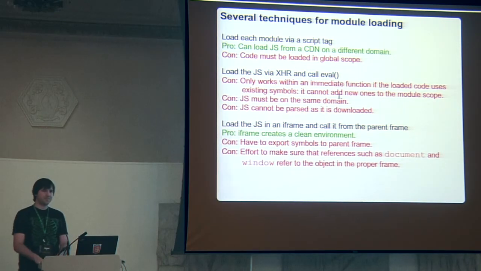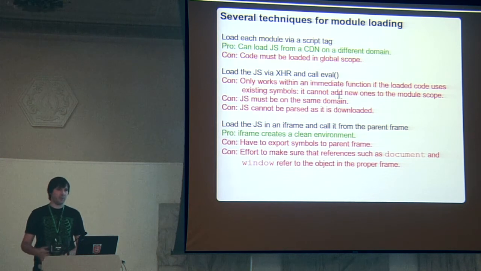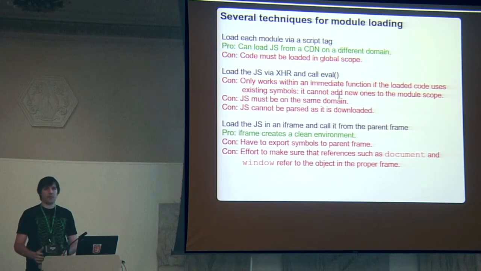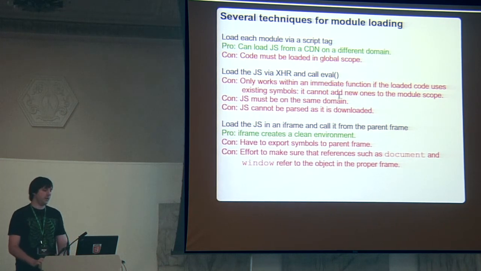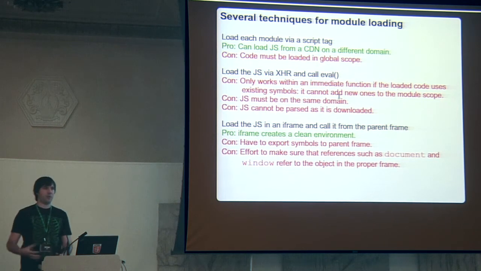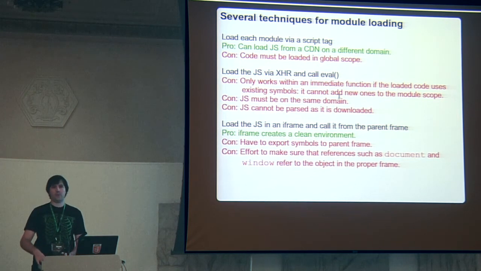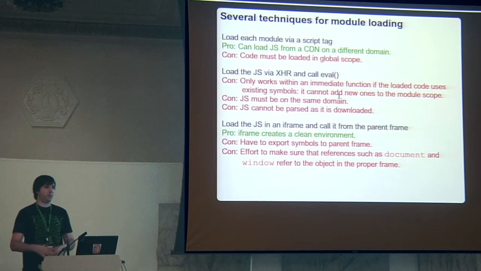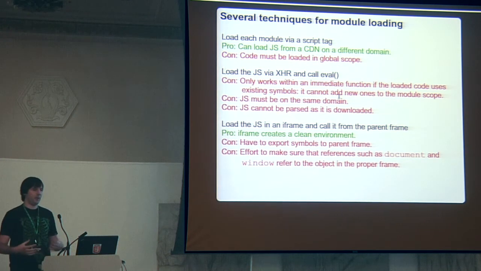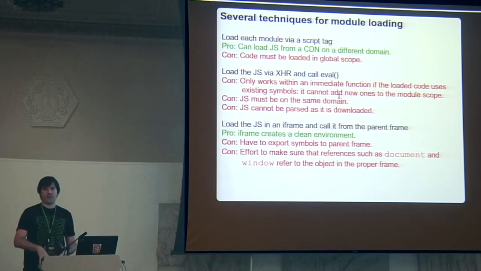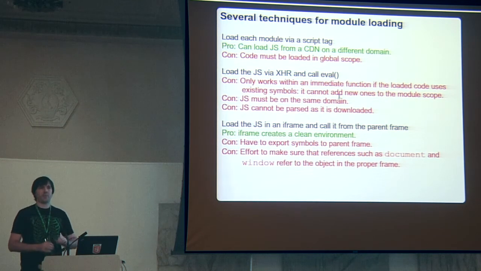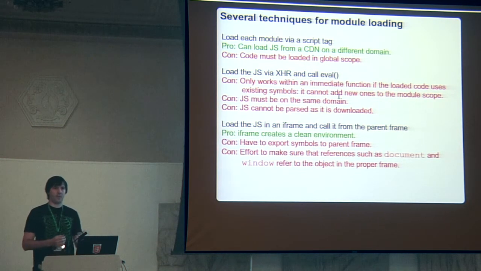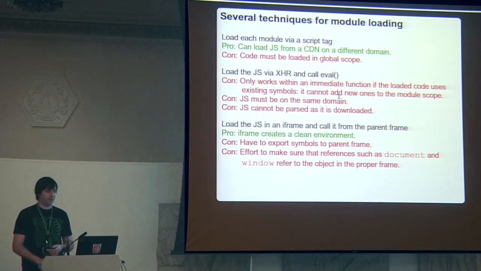And also, it can't be parsed as it's downloaded, so it's not as fast as when you load something via a script tag. The third option, which is a little bit better, is to load the JavaScript in an iframe. If you load all the JavaScript that you want to be specific to your modules, you could create an iframe. You could basically create a new environment where only your JavaScript is loaded, and it can talk to each other, and it's effectively sandboxed from the other libraries that you load in the top level frame.